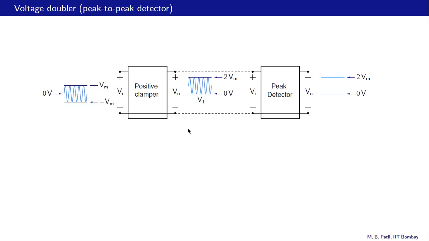So this figure shows the basic idea behind this combination. The input voltage is a sinusoid from minus Vm to plus Vm, as shown here. The output of the positive clamper, that is this circuit, which provides a positive level shift, is from 0 to 2 Vm, and it's otherwise identical to the input voltage. So the input voltage just gets a shift and it now goes from 0 volts to 2 Vm.